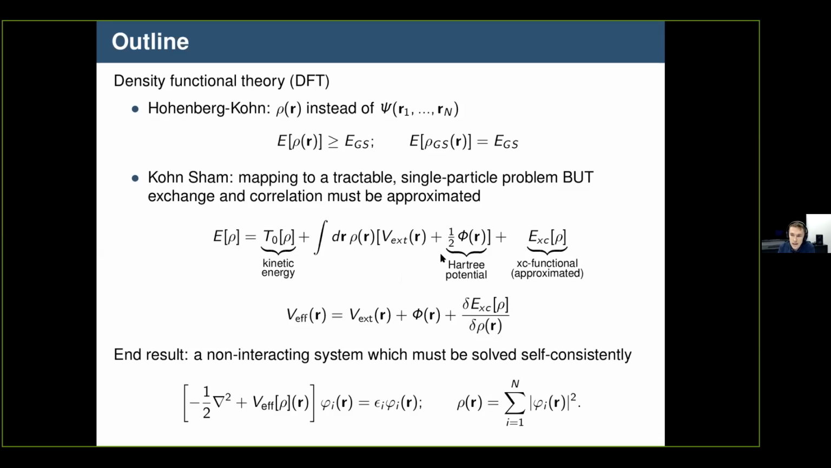You can write down a Hartree potential, and then everything else that we don't know about will be lumped into this thing here called the exchange correlation functional. So that contains exchange and correlation, like it says on the tin.